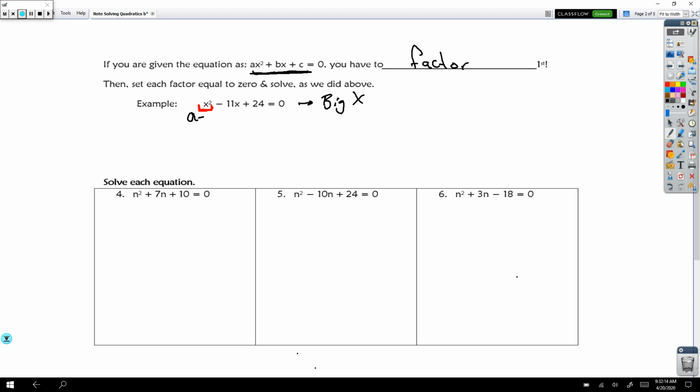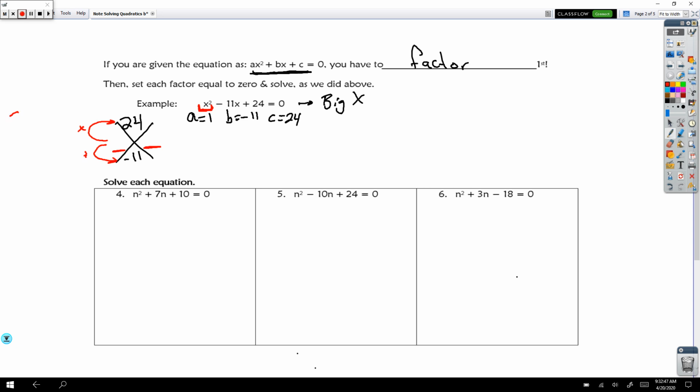So when x squared is by itself, that means I'm going to go right into big X. Okay, a equals 1, b equals -11, and c equals 24. So setting up my big X, c goes on top, so 24. b goes on the bottom, so -11. So just to kind of refresh us on factoring real quick, I need factors of 24. Okay, those will go here. That multiply to give me the top, and add up to give me the bottom.